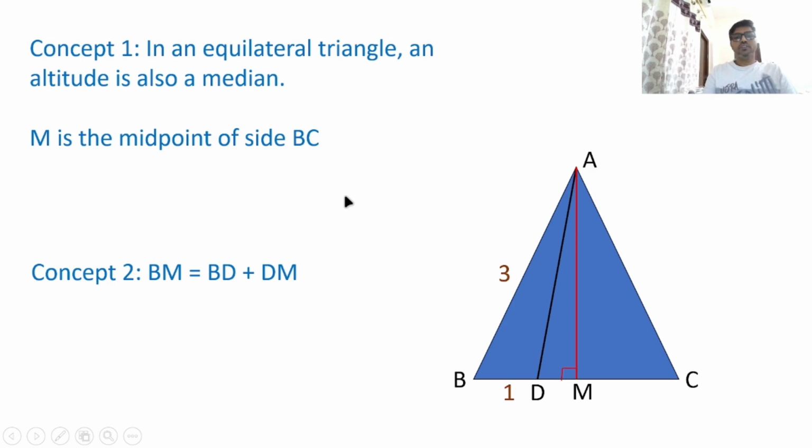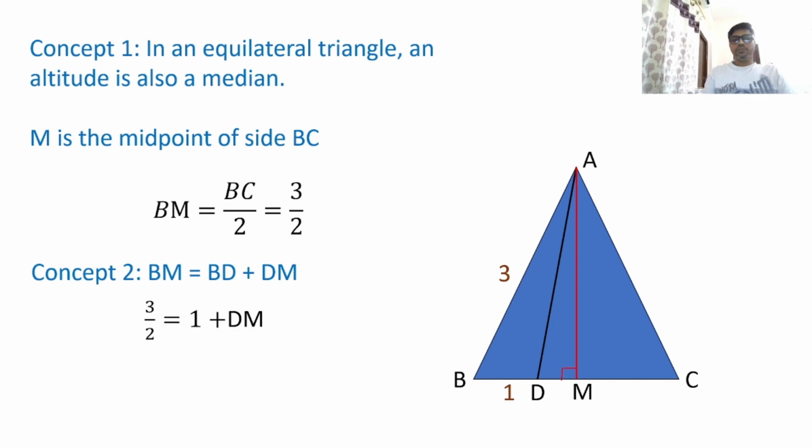If M is the midpoint of side BC, then BM has to be equal to the total length BC divided by 2. And they had given BC equal to 3 units because this bigger triangle has a side of 3 units. So BM becomes 3 by 2. Next we go for the second concept. We want DM or MD. So we know BM and we also know BD and we want to calculate MD or DM. So we use BM equals BD plus DM because all three are collinear.